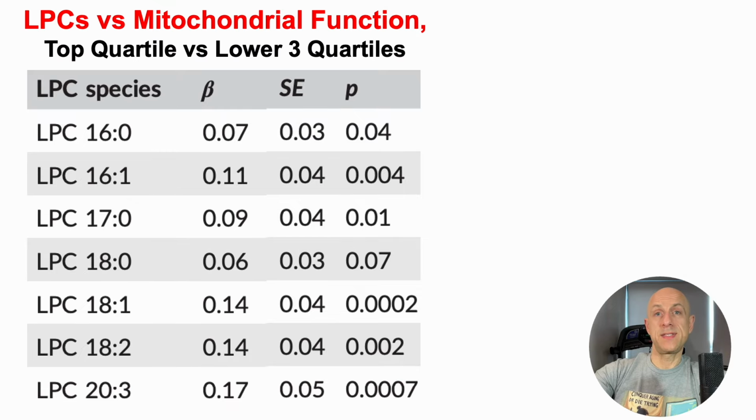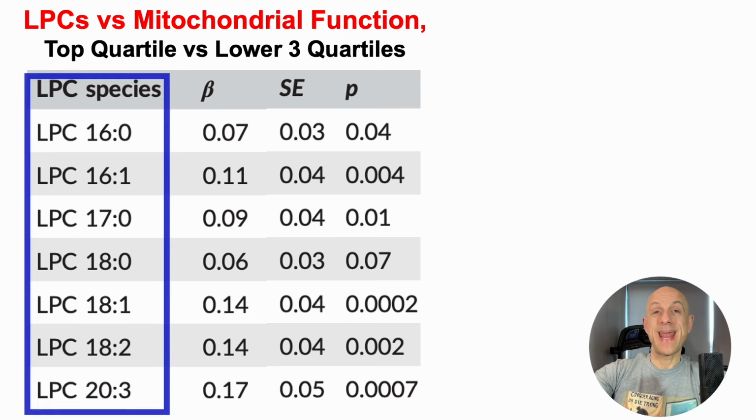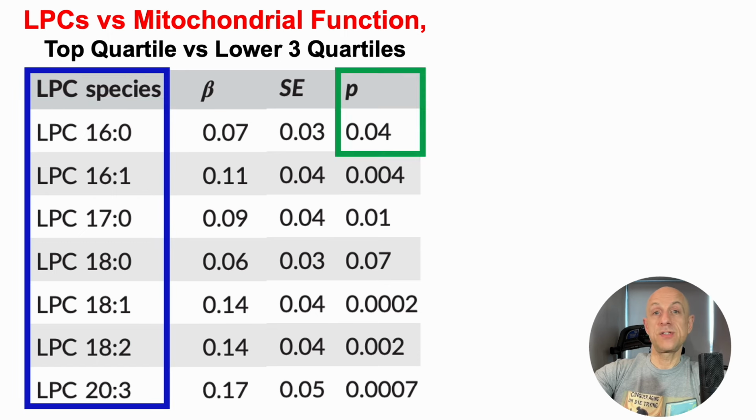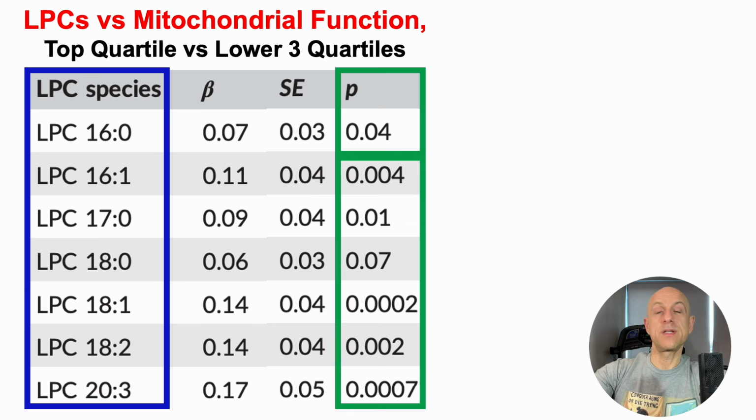Now, what the authors of the study did, and I'll leave the link to the study in the video's description for anyone who's interested, is they looked at the top quartile, quartile 4, and then grouped quartiles 1 through 3. And when they did that, we can see that all of those 7 LPC species were significantly associated, including LPC 16-0, with mitochondrial function. So higher levels were associated with better mitochondrial function, as were all of the other LPCs on the list.